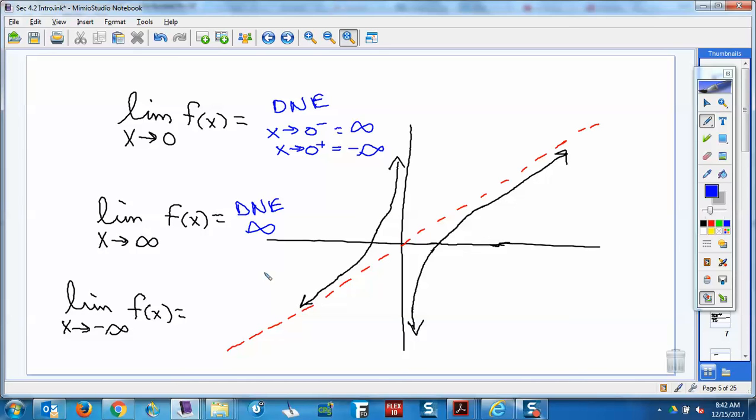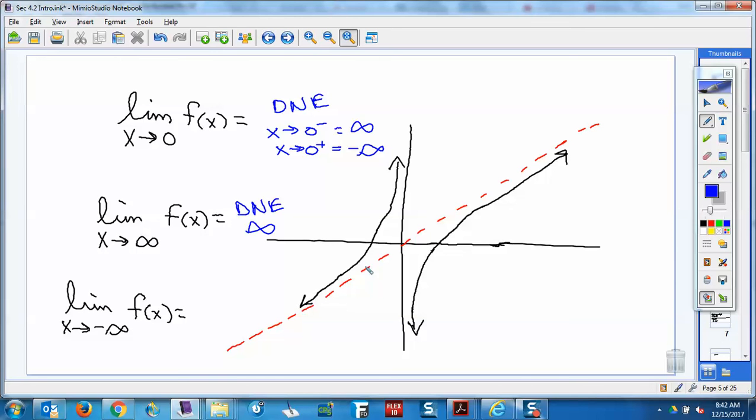Infinity. Okay? Remember, anytime you say does not exist, you have to tell why. Why doesn't this exist? Because the outputs are going to infinity. A simple example would be y equals x squared. What's the limit as x goes to infinity? Infinity. You put in bigger and bigger numbers, you get out bigger and bigger numbers. How about negative infinity?